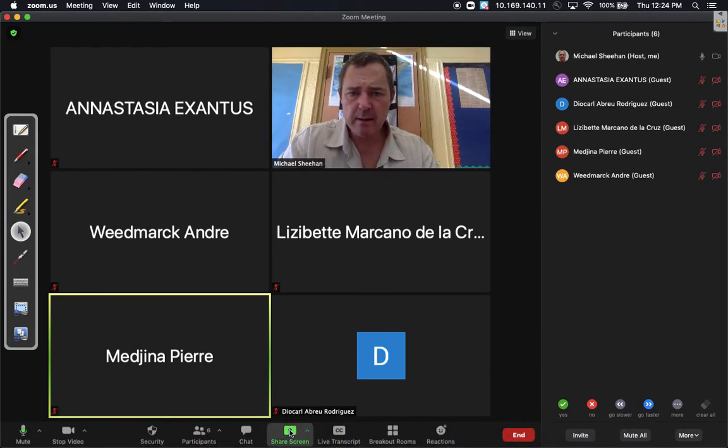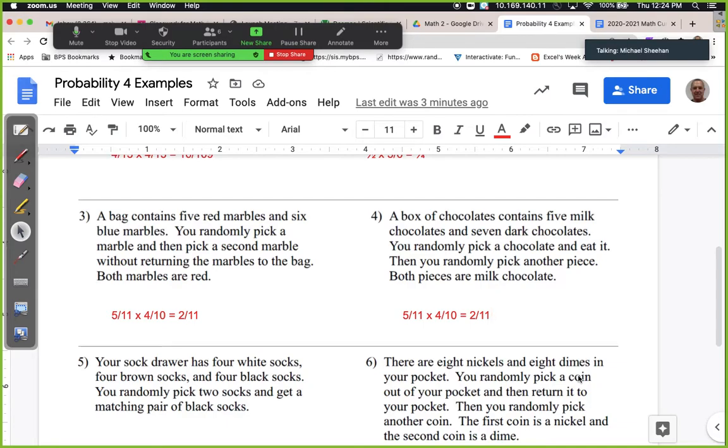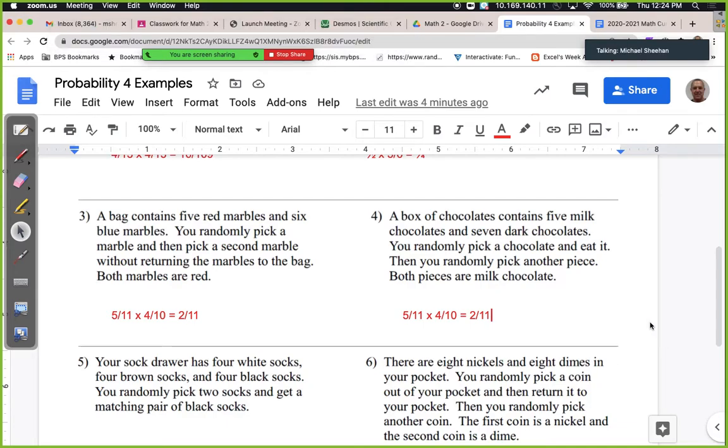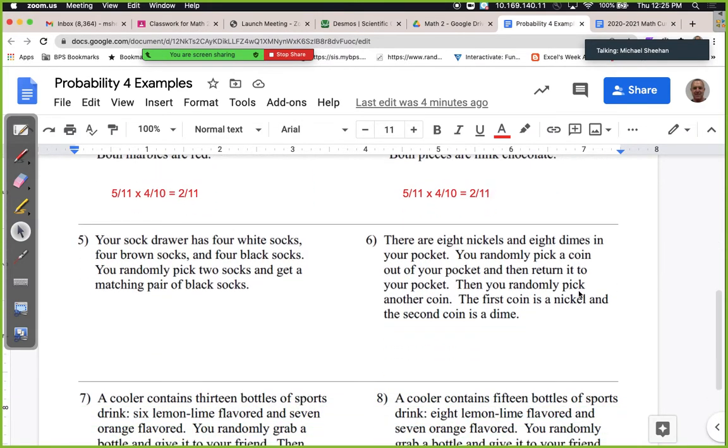All right, let's go back to these problems. On your classwork and on your homework, the first 2, you are putting the thing back. Number 3 and number 4, you're not putting the thing back. And after that, the last 4, you have to figure it out for yourself. So number 5, I've got 4 white socks, 4 brown socks, and 4 black socks. So first of all, I've got 12 socks.